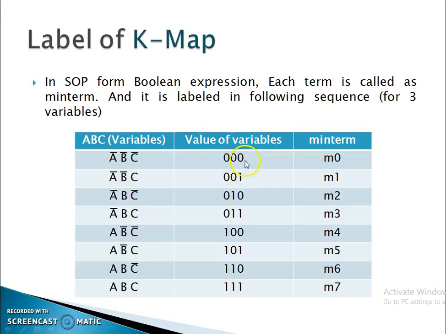So this 000, or A complement, B complement, C complement term, is represented as min term 0, M0, and ABC is called M7, the min term 7. So this is the representation of sum of products terms, that is called min term.